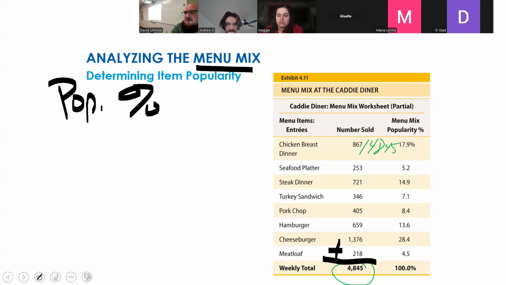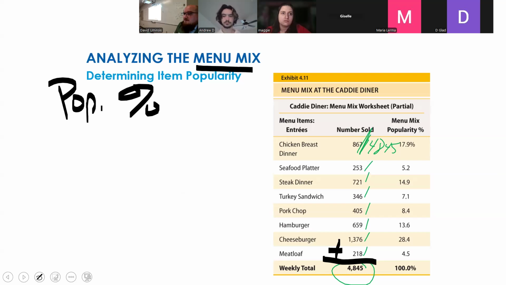4,845. We're going to divide each one of these by that same number. So we're going to divide every single one by 4,845 numbers. That's how many we sold in that particular time period. Part divided by the whole. The whole stays the same. The part is what's going to change.